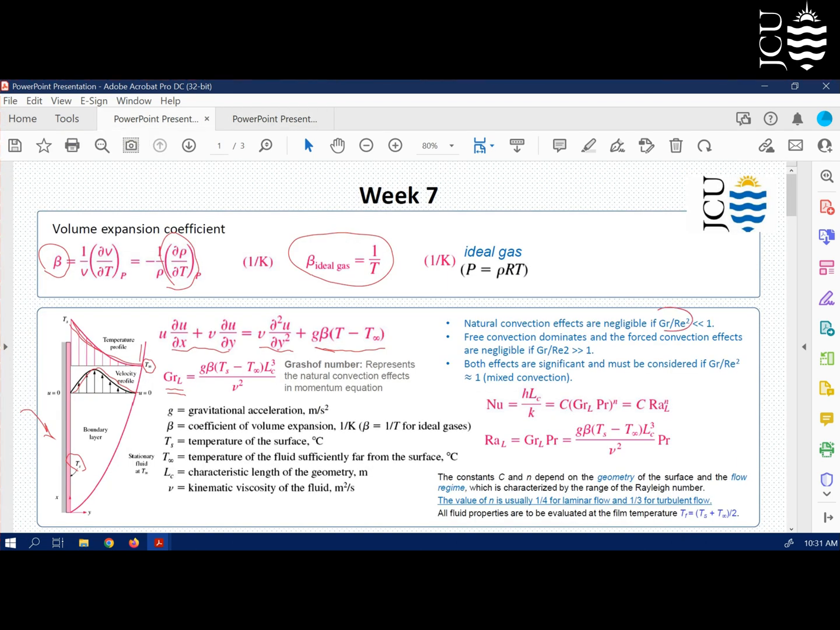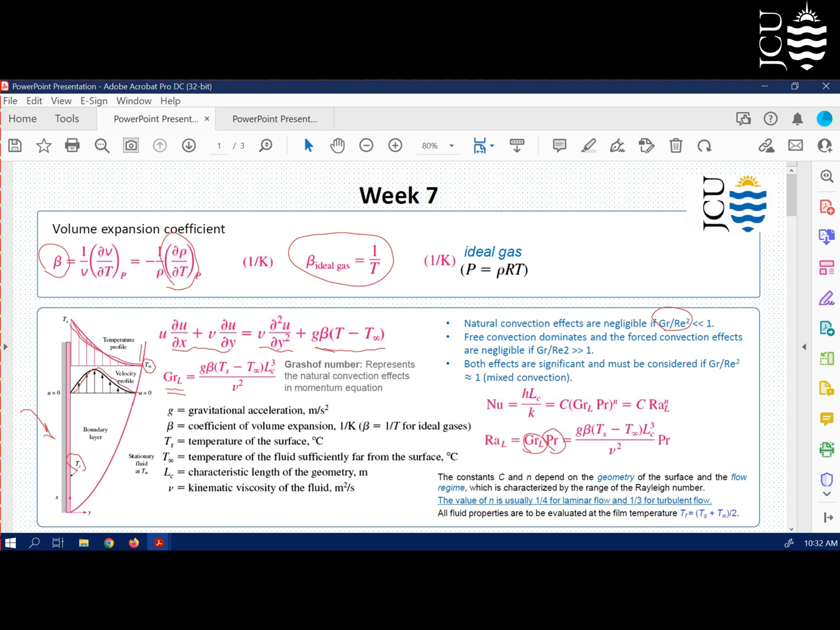And we talked about if this coefficient was really smaller than 1, we can say natural convection is negligible. If it's really larger than 1, we can say natural convection is dominant. And if it's equal to 1, we can say forced and natural convection are both important, and we need to consider both. Then we talked about the Rayleigh number, which was Prandtl number times Grashof number.